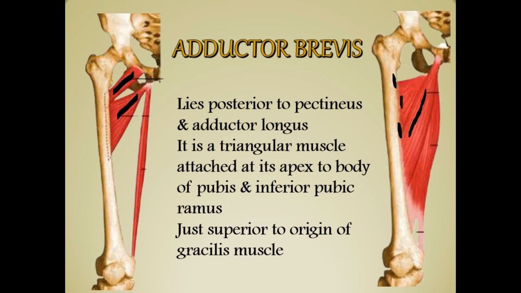Adductor brevis lies posterior to the pectineus and adductor longus muscle. It is a triangular muscle attached at its apex on the body of the pubis, as you can see in the picture on the left side, right side, and inferior pubic ramus. We will discuss its origin in detail. It originates just posterior to the origin of the gracilis muscle. I will show you in the next slide.